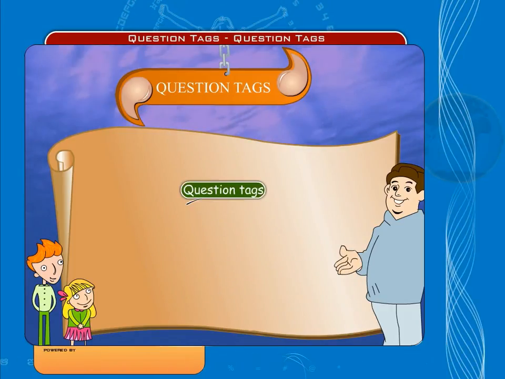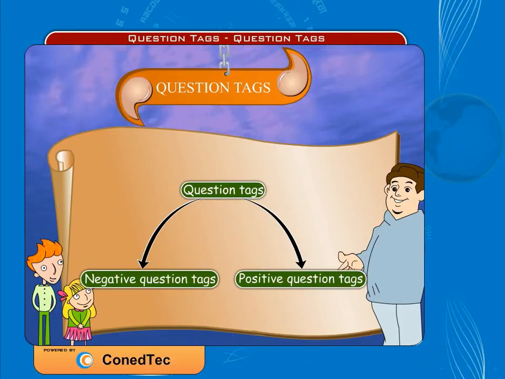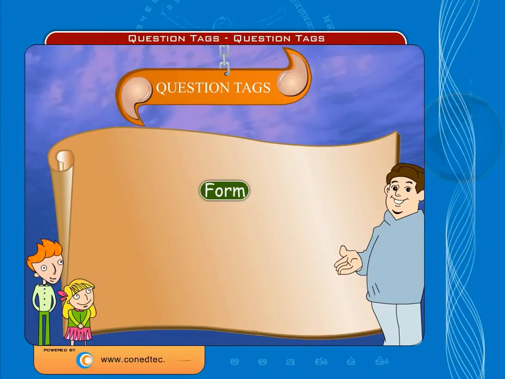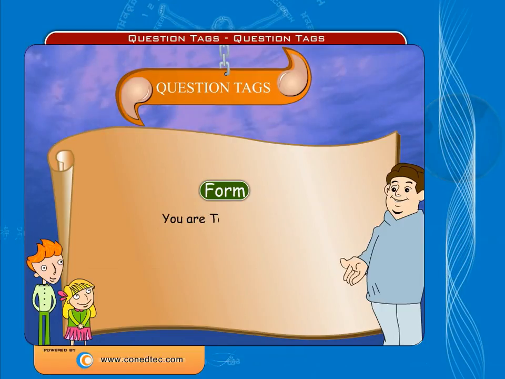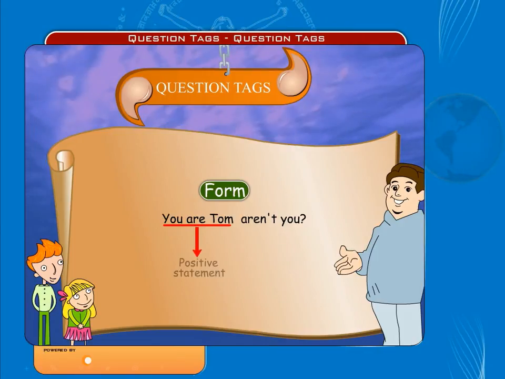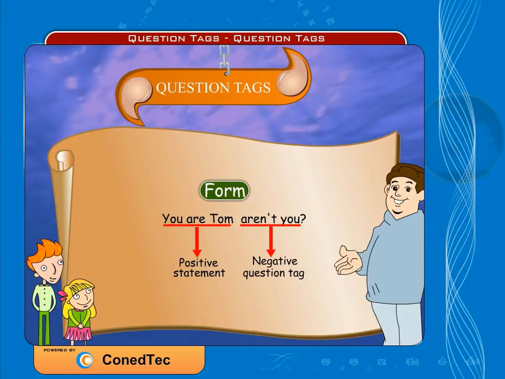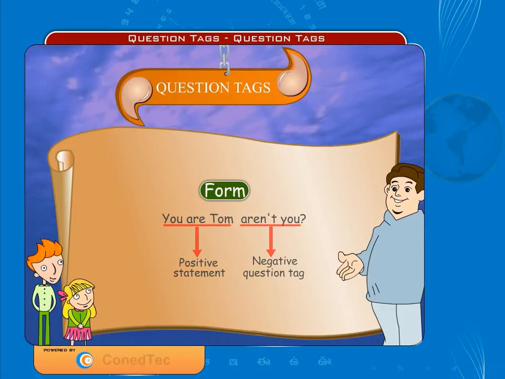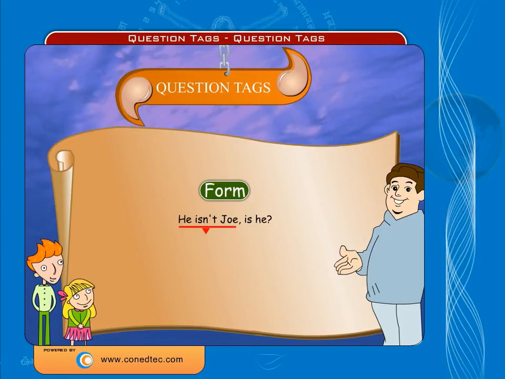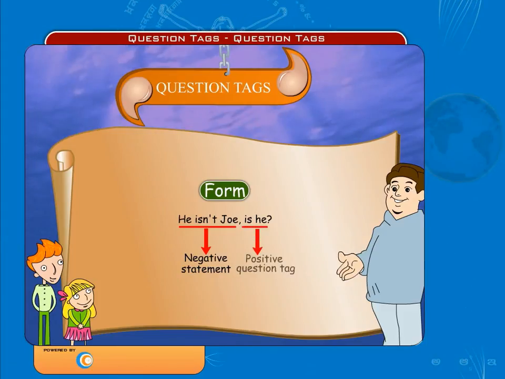Question tags are of two different forms: negative question tags and positive question tags. They are given in the form, "You are Tom, aren't you?" Here, "You are Tom" is the positive statement, whereas "aren't you" is the negative question tag. "He isn't Joe, is he?" Here, "He isn't Joe" is the negative statement, whereas "is he" is the positive question tag.